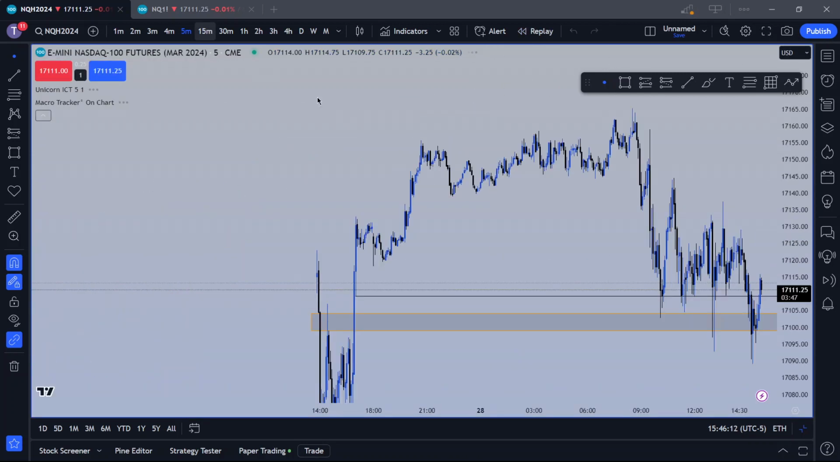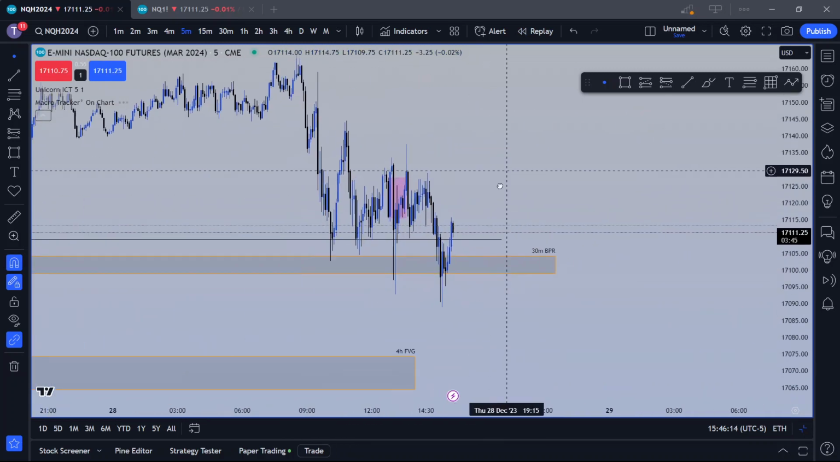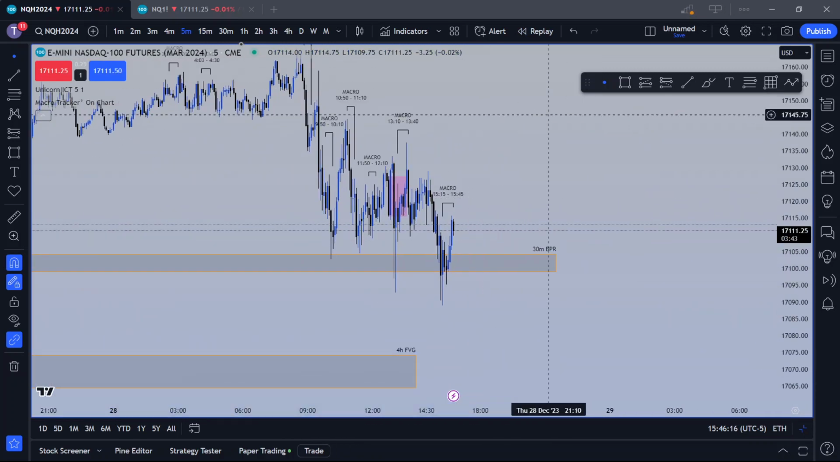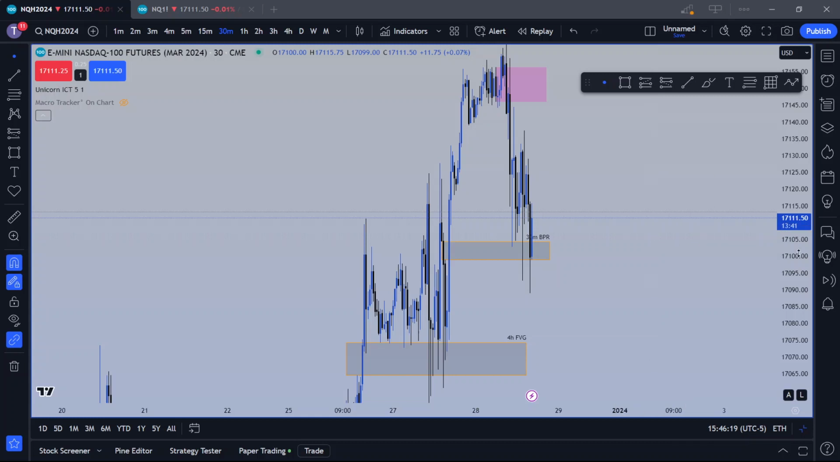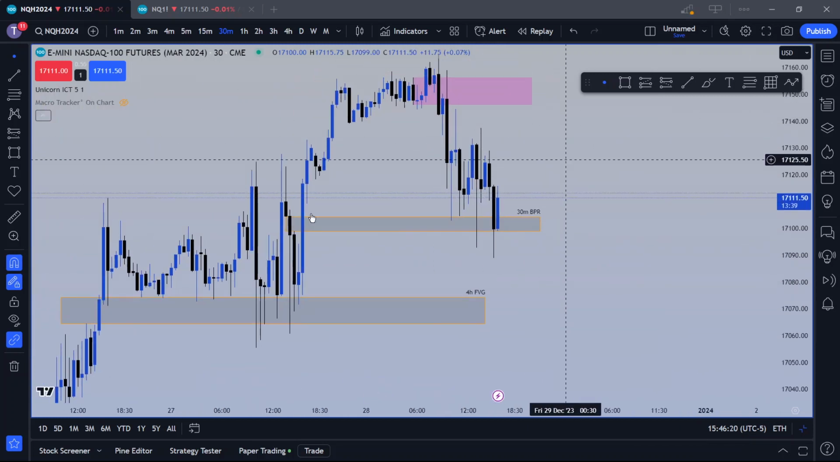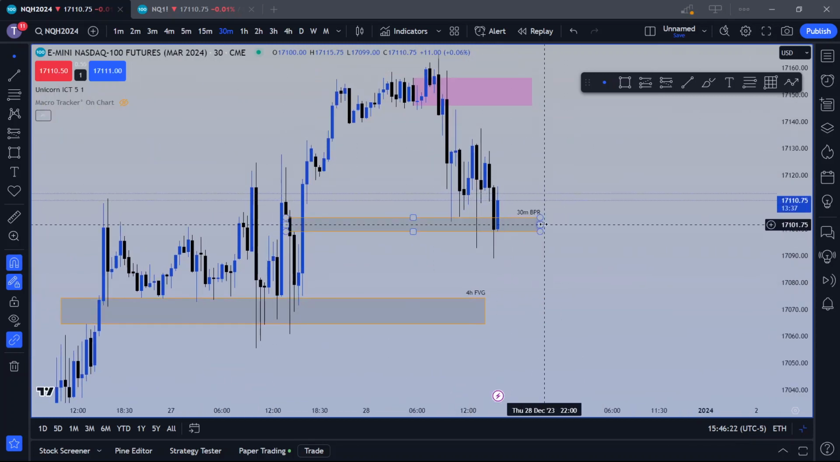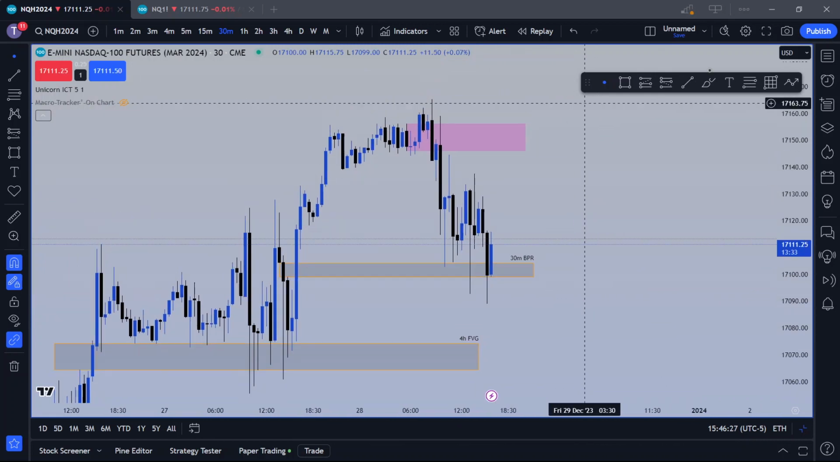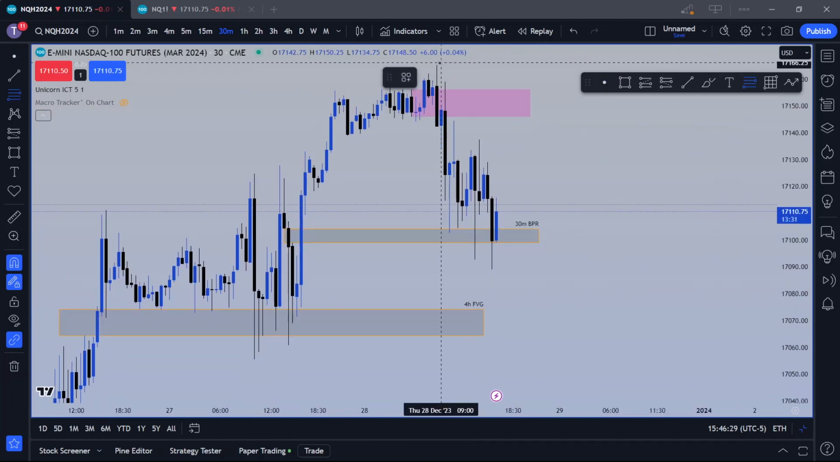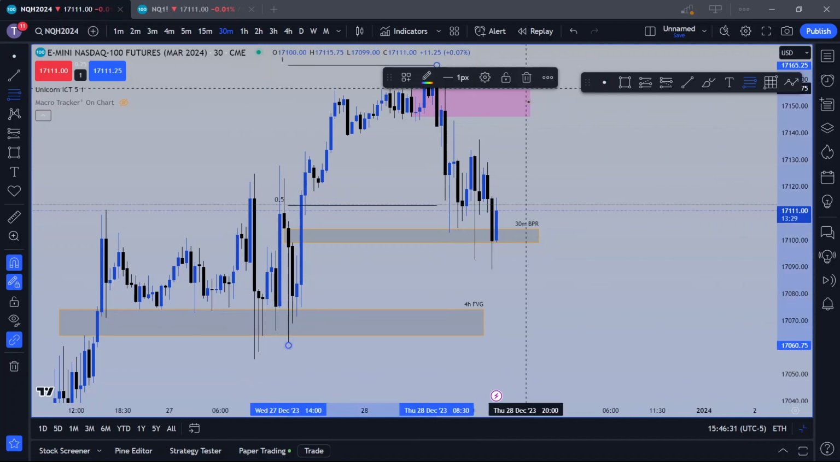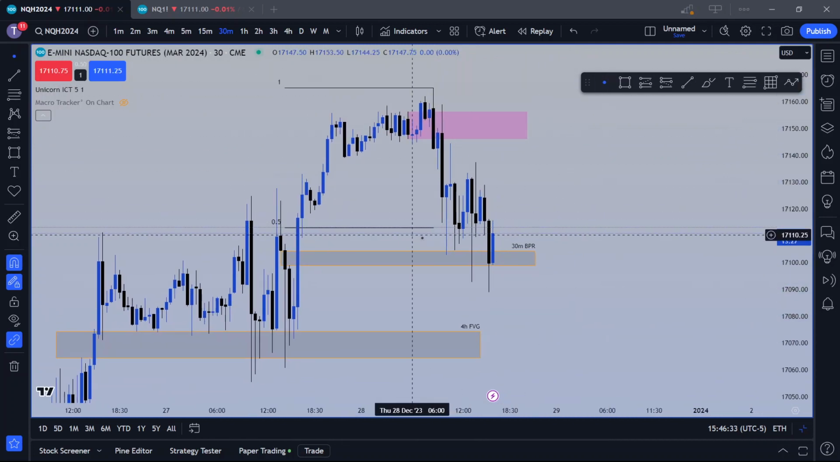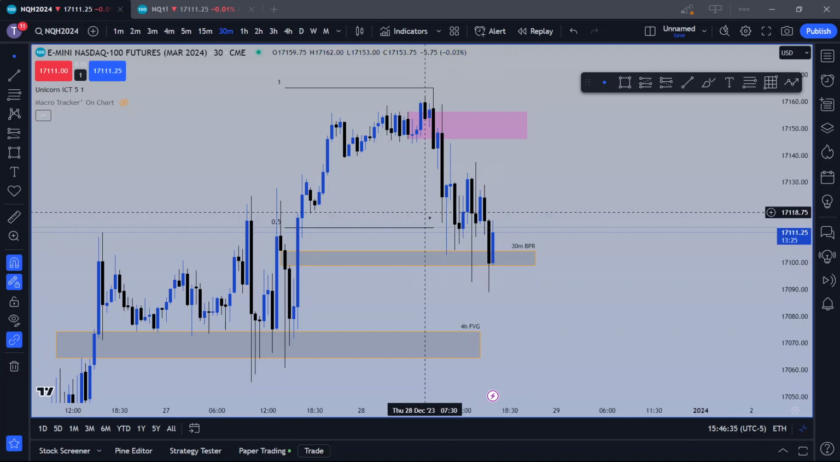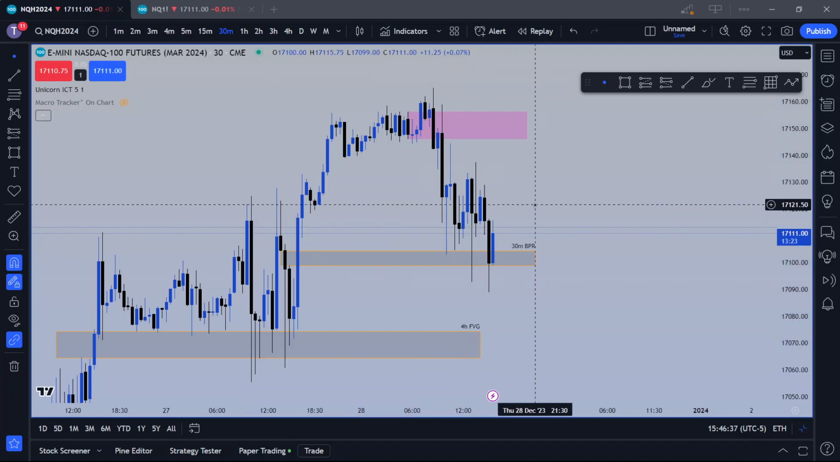And let's run back out of price, and that does end up happening. On the 30-minute time frame, we respect the 30-minute BPR like I had thought would happen, and we are past equilibrium of this range, but we are not heavily displacing through it, and we're respecting the BPR.